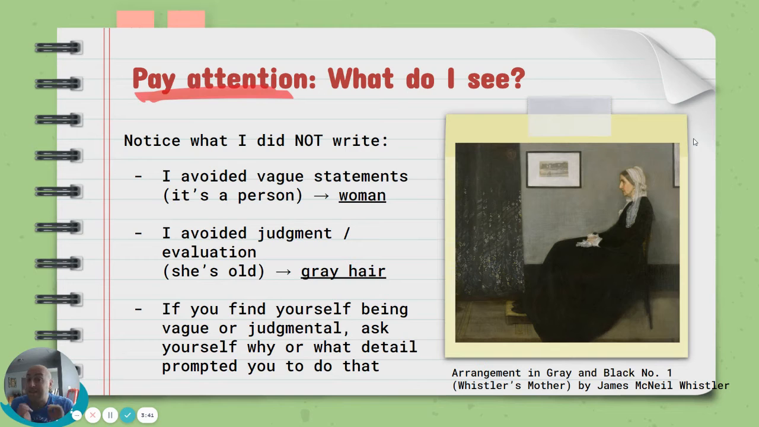Okay. Notice what I did not write. Okay. I didn't write vague statements, right? It's a person. So I put down, woman. Like I put a specific.